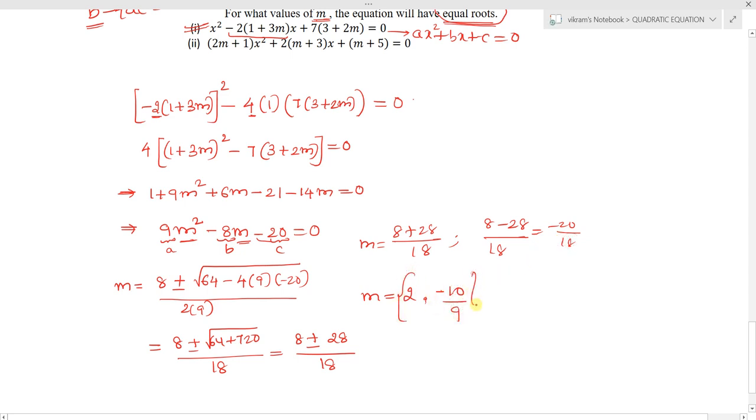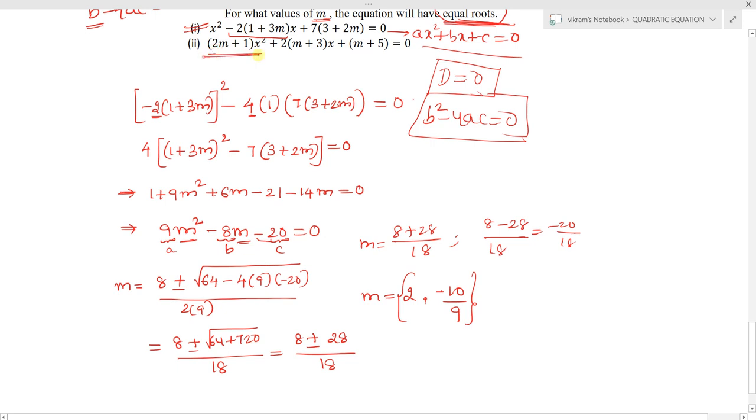So this is the way of finding the values for which the given equation has equal roots. Compare the given quadratic equation with the general quadratic equation ax square plus bx plus c equals 0. Equal roots occur only when the discriminant equals 0. Then verify the condition b square minus 4ac equals 0 by substituting the values. Similarly, you can verify the second one also.